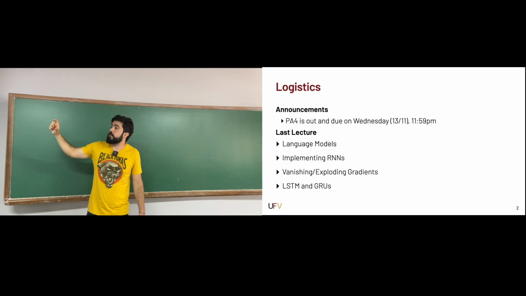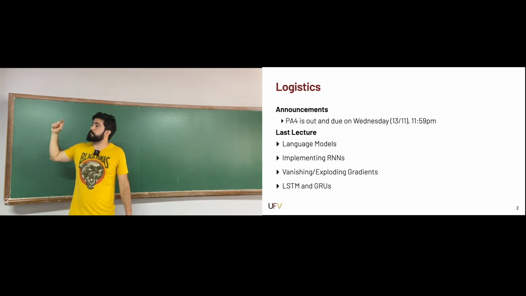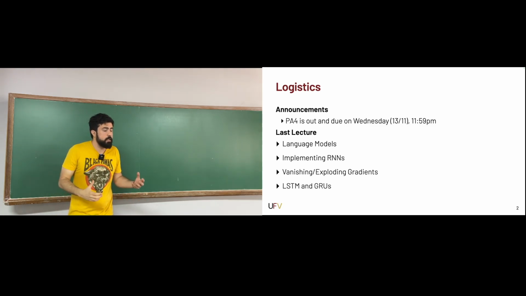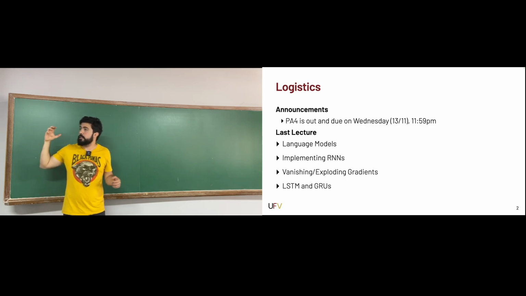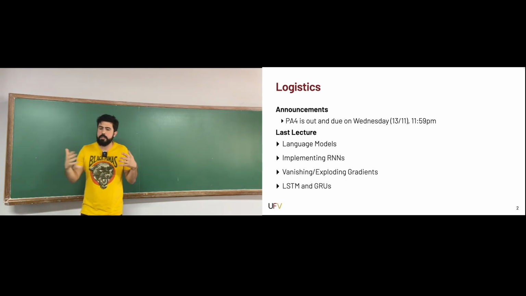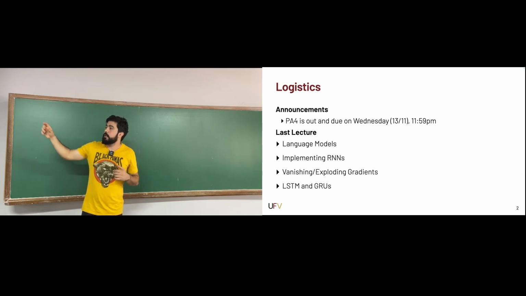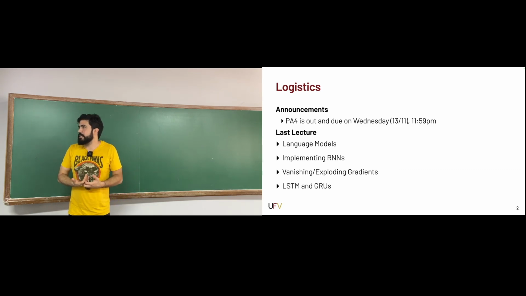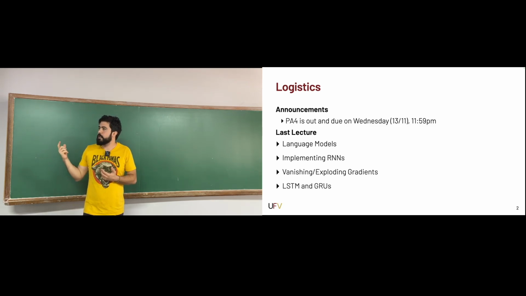So last time we were talking about language models as an example of RNNs, and we saw that these are fundamental problems of natural language processing, so that's why we talk about them very often. And then we used them to discuss how we normally implement RNNs. We saw Andrej Karpathy's implementation.